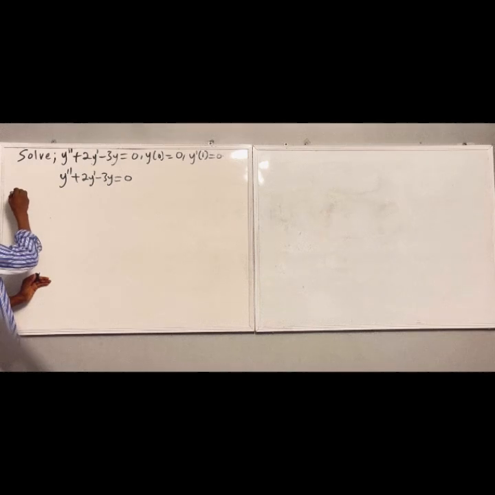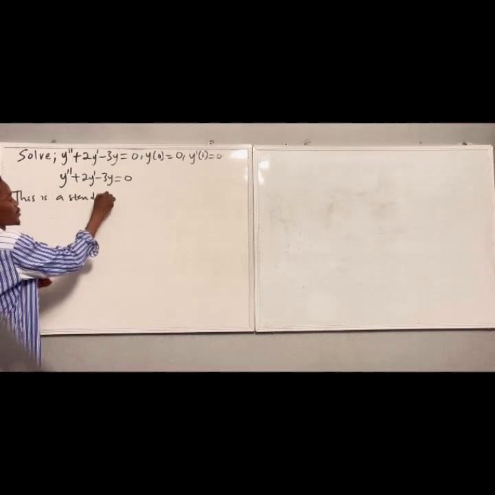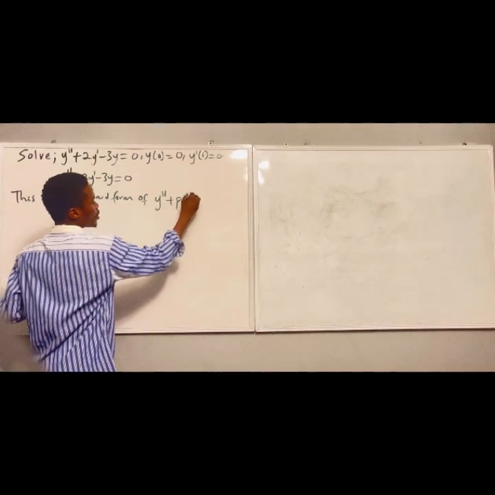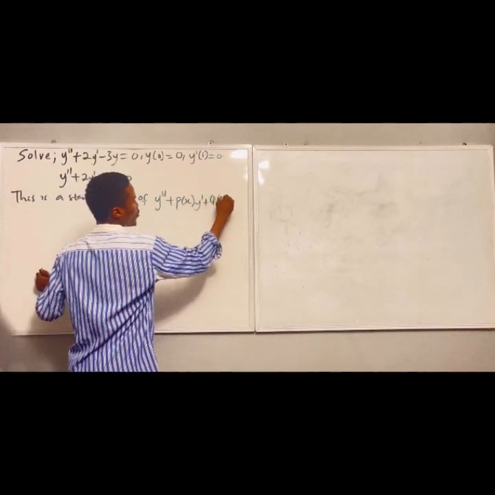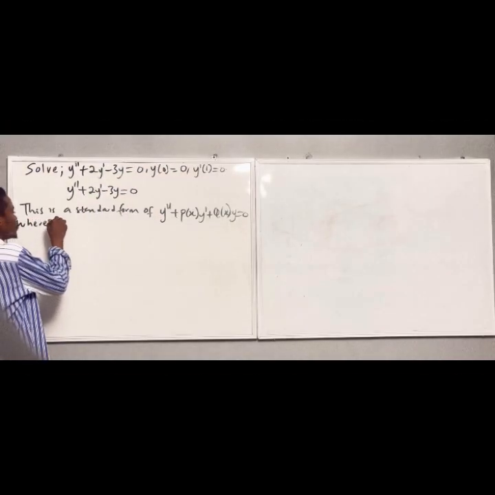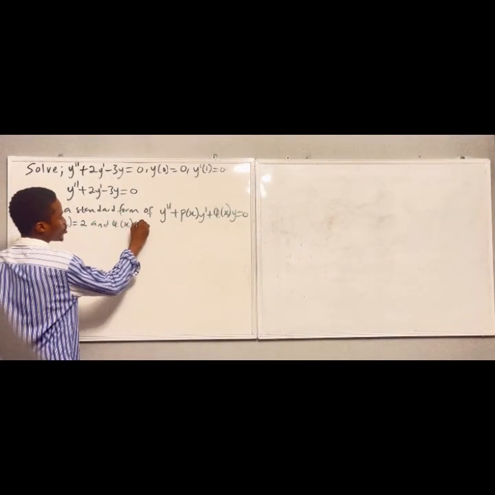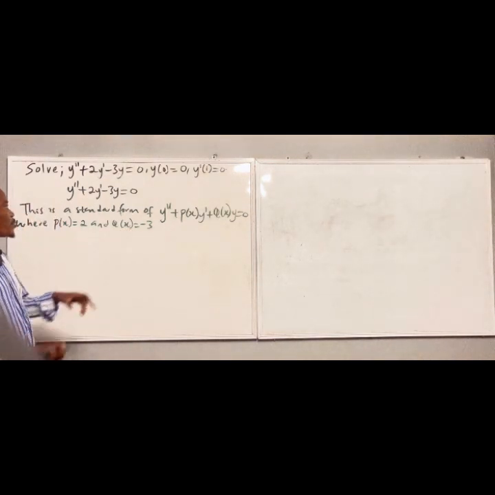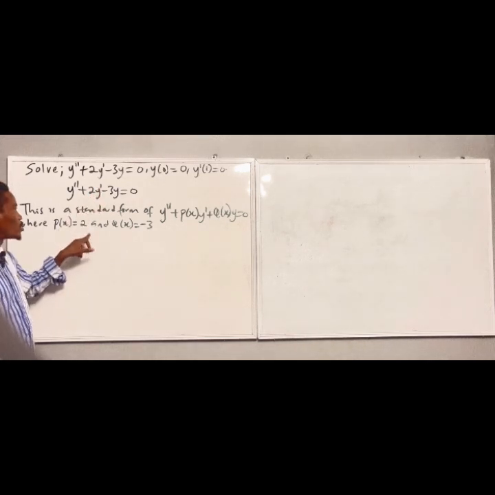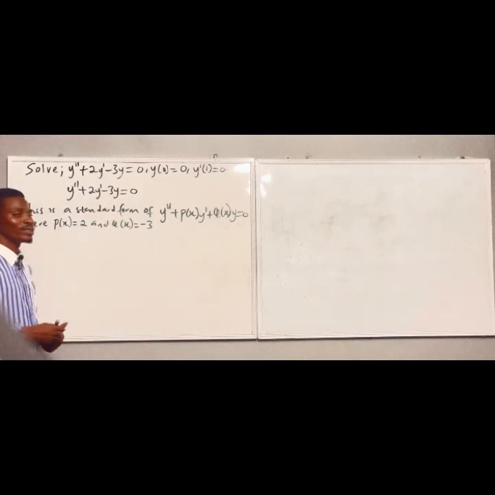This is a standard form of y double prime plus p of x y prime plus q of x y is equal to 0, where p of x is equal to 2 and q of x is equal to minus 3. You can see from this homogeneous equation that p of x, the coefficient of y prime, is 2 and q of x is minus 3. So how can we now solve this homogeneous equation?